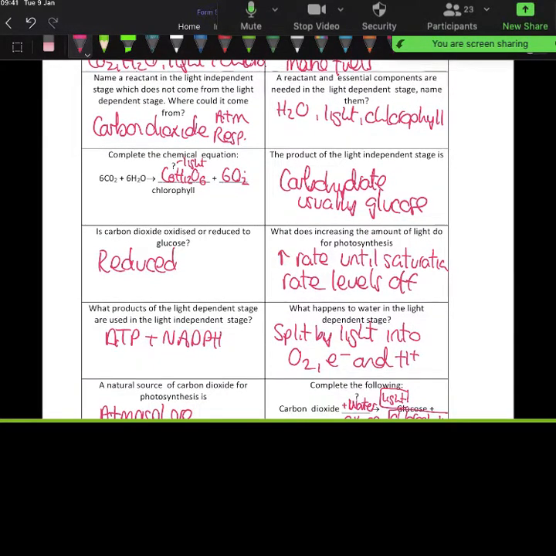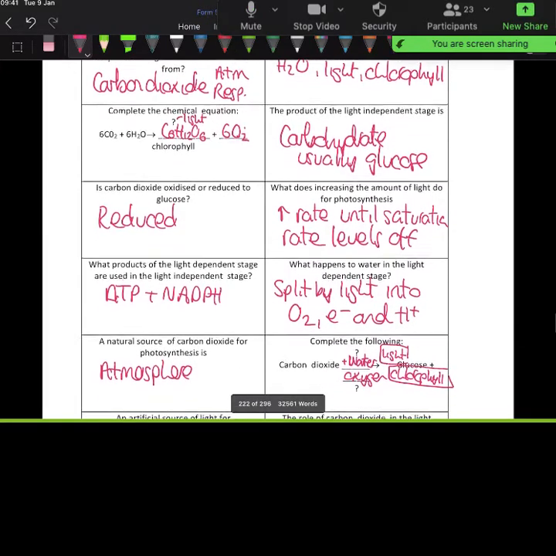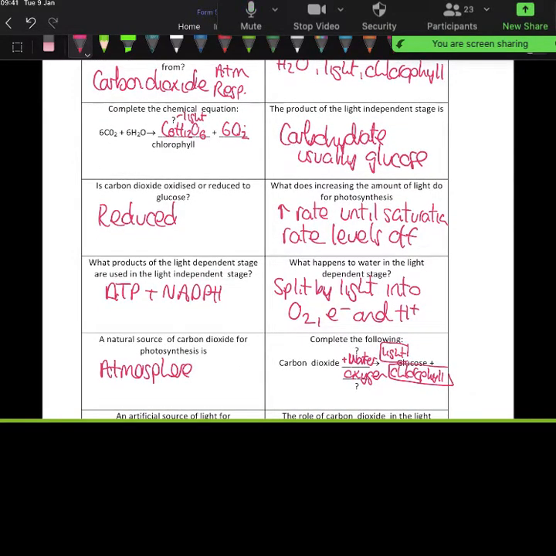What does increasing the amount of light do for photosynthesis? It increases the rate until saturation and then the rate levels off. Products of your light stage that are used in your dark stage are ATP and NADPH. What happens to water? It is split by light into oxygen, electrons and protons. Natural source of carbon dioxide is the atmosphere.